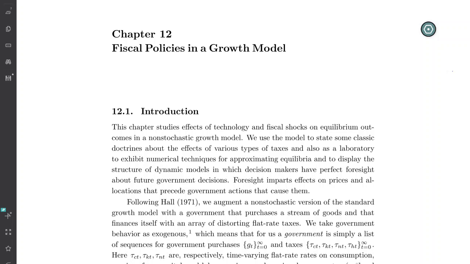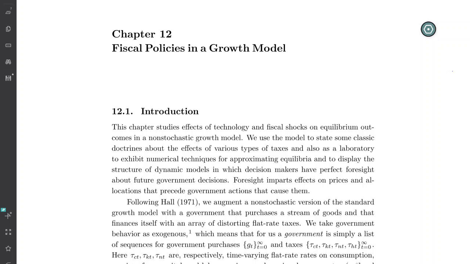This is Tom Sargent, and today I'm going to give you a reader's guide to Chapter 12 of RMT, Fiscal Policies in the Growth Model. What we're going to do is take the classic Cass-Koopmans, some people call it the Ramsey Optimal Growth Model, and use that as a benchmark, but we're going to add a government.